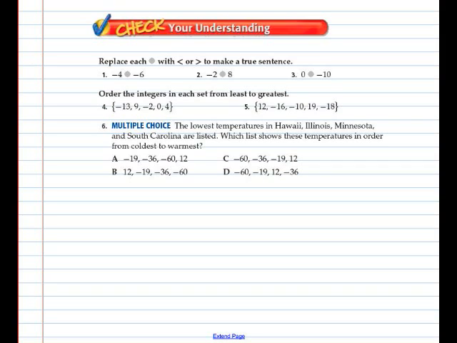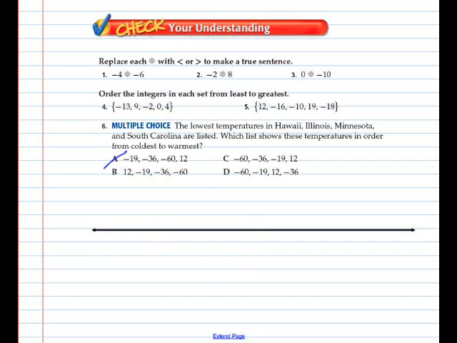Number 6. The lowest temperatures in Hawaii, Illinois, Minnesota, and South Carolina are listed. Which list shows these temperatures in order from coldest to warmest? Again, that's least to greatest. We can use the same number line each time here, I think. We'll start out with -19. We then go to -36. So we're actually going greatest to least there. So we can eliminate that choice.